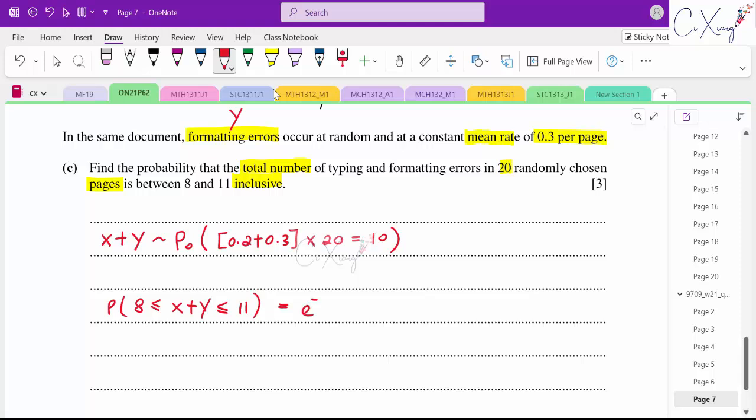So e to the negative lambda, like what I told you just now, factorize out the e to the negative lambda, then start from 8. So you have lambda power 8 divided by 8 factorial, lambda power 9 divided by 9 factorial, lambda power 10 divided by 10 factorial, and also lambda power 11 divided by 11 factorial.